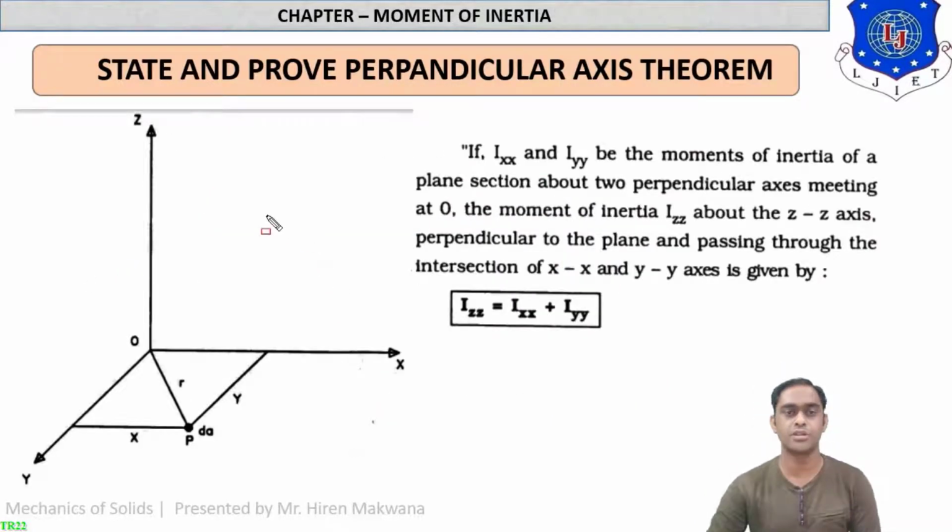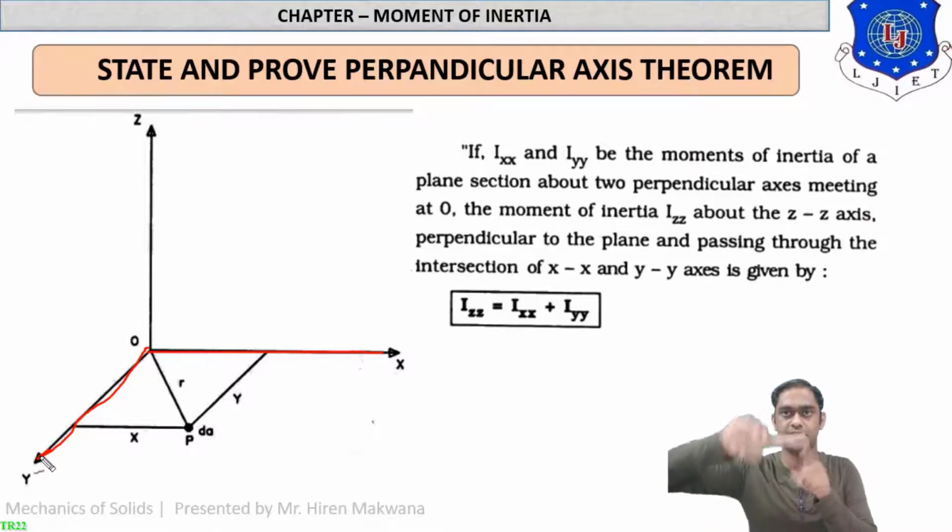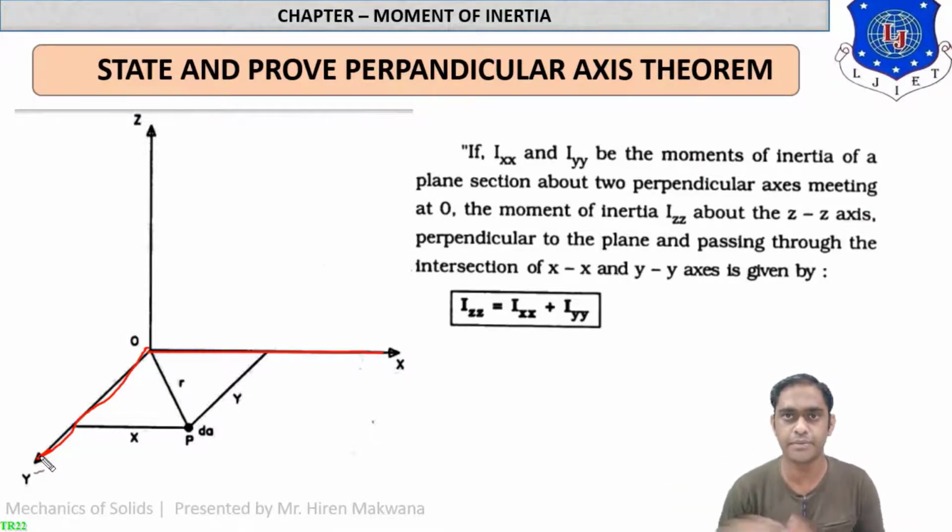Now let us discuss the second theory, which is: state and prove the perpendicular axis theorem. You can see in the figure there are three axes given to you. First axis is the x-axis like this. Second axis is the y-axis, which is actually perpendicular, but both axes are horizontal right now. Like this is the x-axis and this is the y-axis, okay, like this on the plane of the paper, and perpendicular to both these axes, a vertical axis is given to you, that is the z-axis. Now here a small elemental area dA is placed. There are three distances from the three axes of this area.